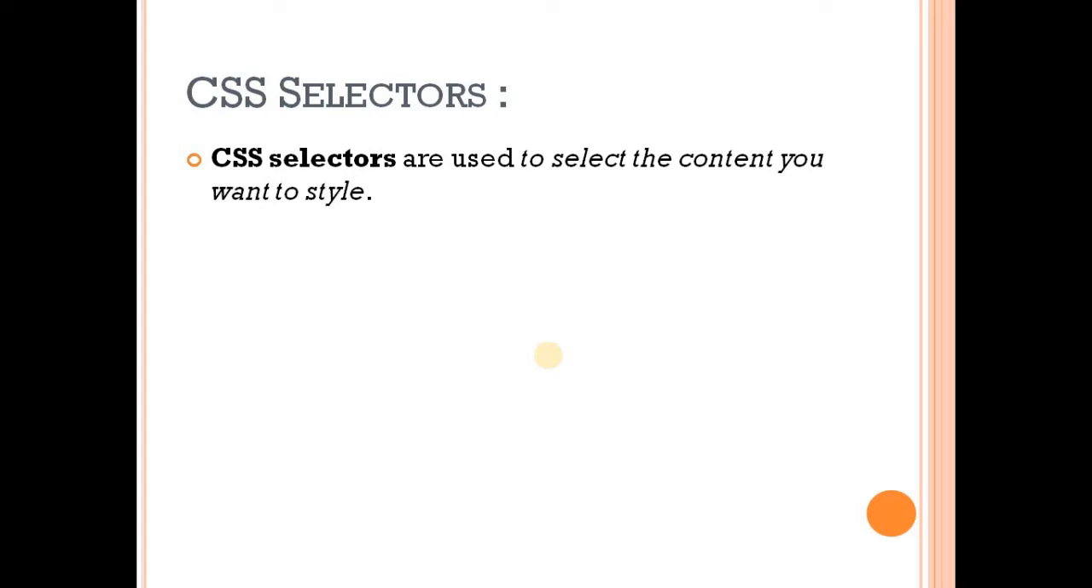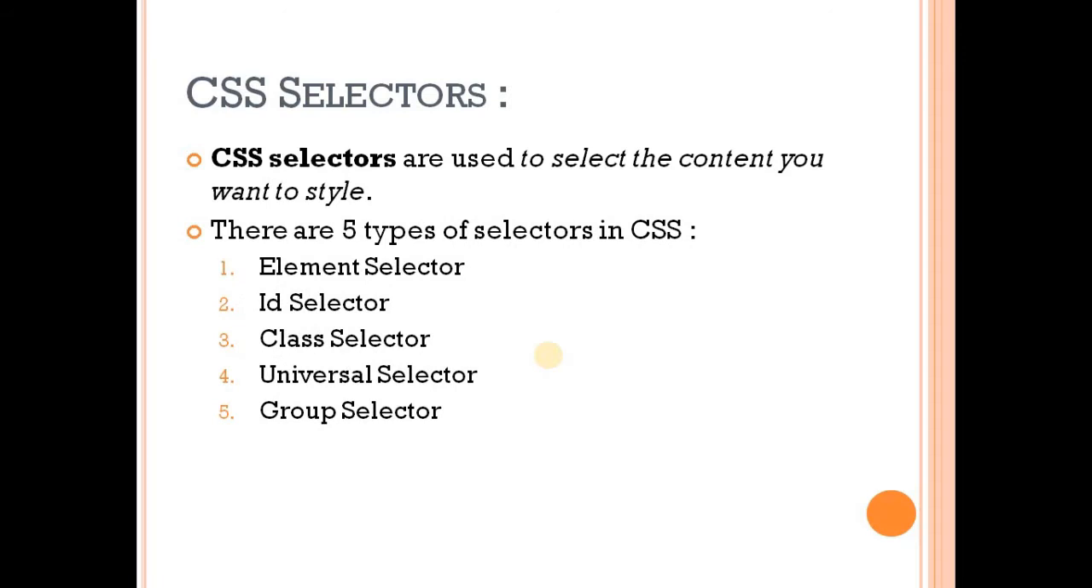There are a total of 5 types of selectors: element, id, class, universal, and group selector. We will see all these selectors practically today in this video. So let's get started with the coding.